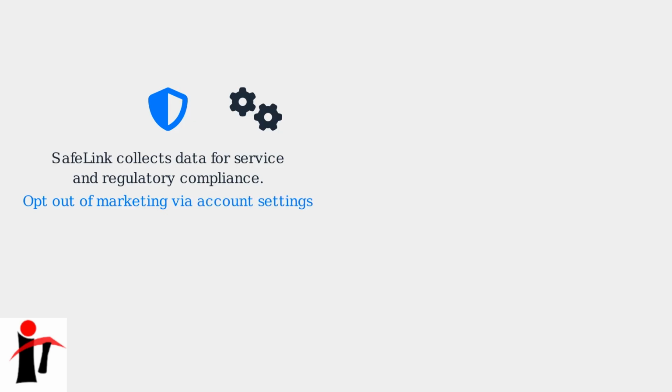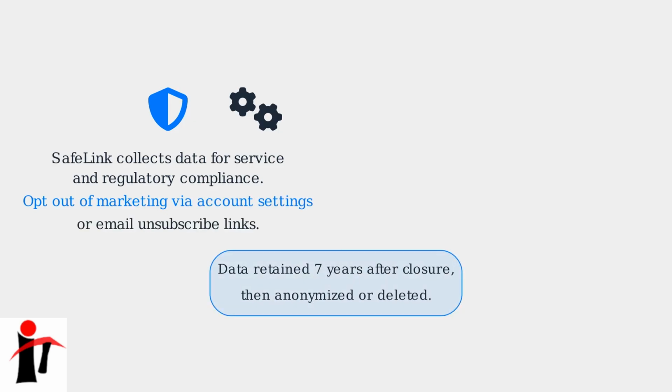Regarding privacy, SafeLink collects data for service provision and regulatory compliance. To limit data sharing, access your account settings to opt out of marketing communications. You can also unsubscribe via email links in promotional messages. Note that SafeLink retains data for up to 7 years after account closure for regulatory reasons, after which the data is anonymized or deleted.